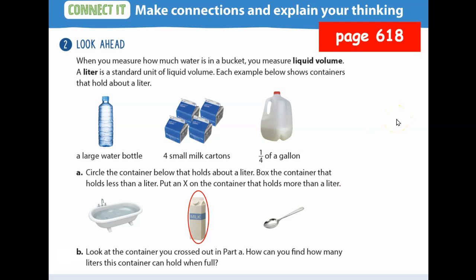It says look at the container. Circle it. Put a box around the container that holds less than a liter. So out of all those, which one do you think holds less? A spoon does. So put a box around it. Then it says put an X on the container that holds more than a liter. Obviously, which one holds more? Yeah, it's your bathtub.